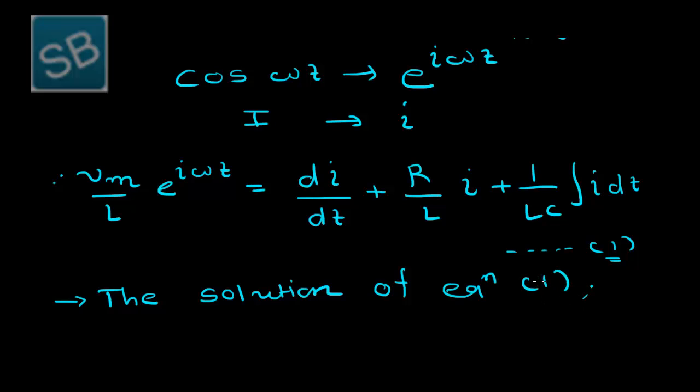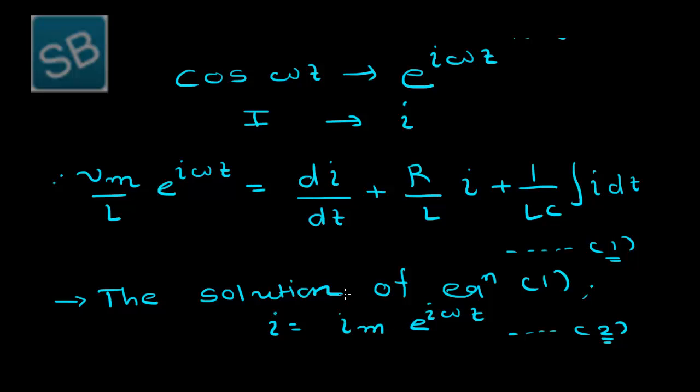Now, the solution of this equation 1 is given by one relation: i is equal to Im, that means maximum current, into e raised to i omega t. So this is my equation number 2. Whenever you find this kind of differential equation, it is not necessary to integrate all the sides to find the answer, but you can directly write down this solution: i equals Im e raised to i omega t.